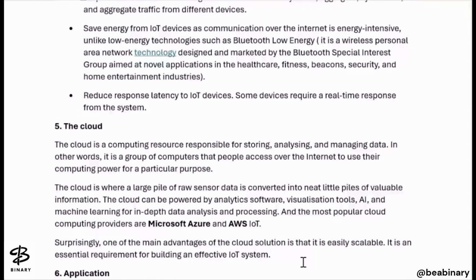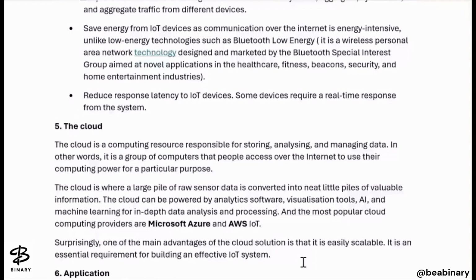The cloud can be powered by analytics software. Here we are talking about the analytics software. Where we talk about analysis, a lot of data is converted into a particular structured format and then visualized. So somewhere the cloud is using various analytics software, and the visualization of data is done with the help of various visualization tools also.